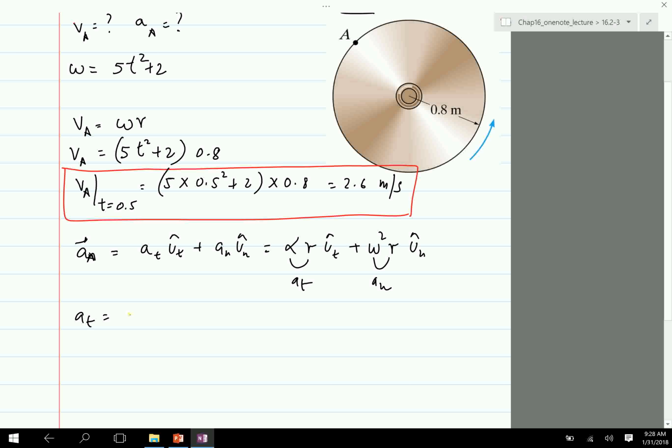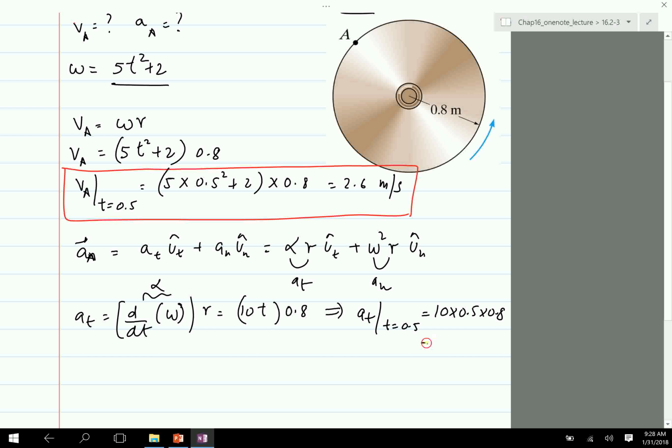So a_t is alpha, which is d/dt of omega, times r. The derivative of omega is 10t plus 5t squared plus 2, so 10t times r, which is 0.8. So at t equals 0.5 seconds it is 10 times 0.5 times 0.8, which is 4 meters per second square.